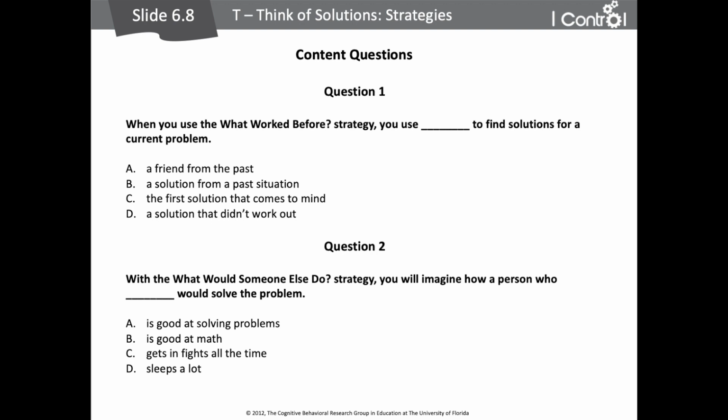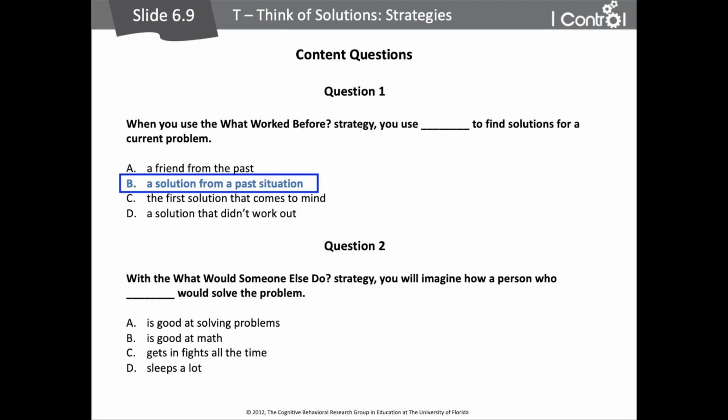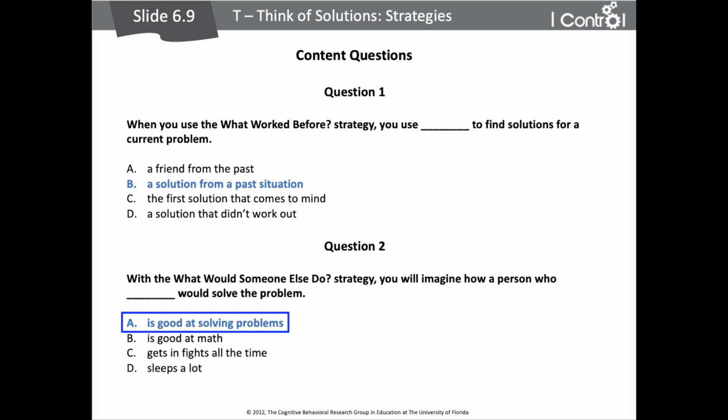For question 1, if you selected B, you're correct. When you use the what worked before strategy, you use a solution from a past situation to find solutions for a current problem. For question 2, if you selected A, you're correct. With the what would someone else do strategy, you imagine how a person who is good at solving problems would solve the problem.